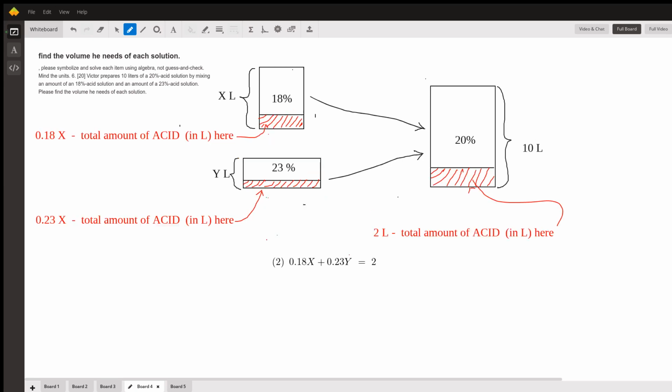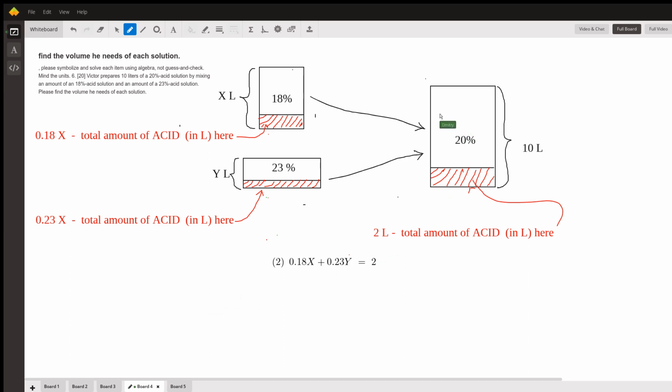Now, it's not enough to solve and find x and y. We have 2 unknown variables and just 1 equation. So we need to find a second equation, and it's maybe not quite obvious at first glance. But the important step here is to recognize that we do have some additional information related to the total amount of acid in the resulting solution.